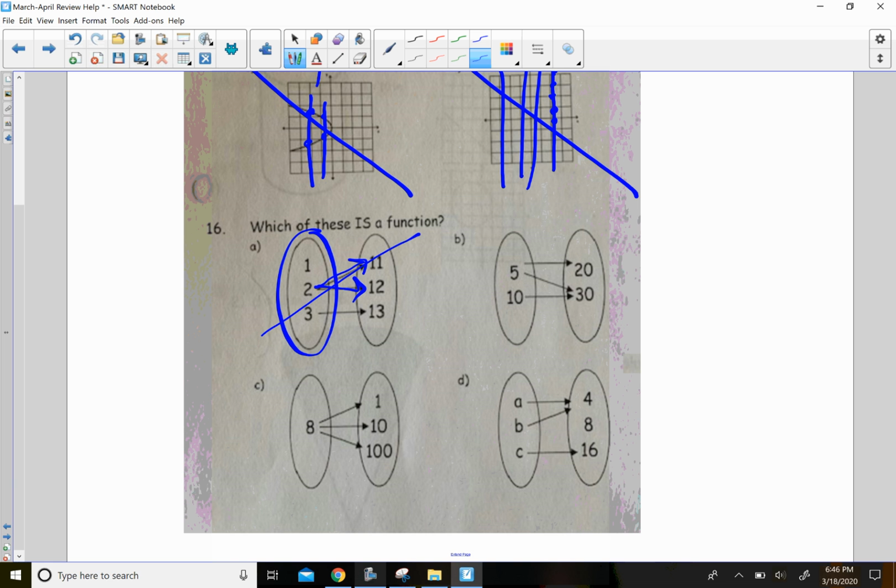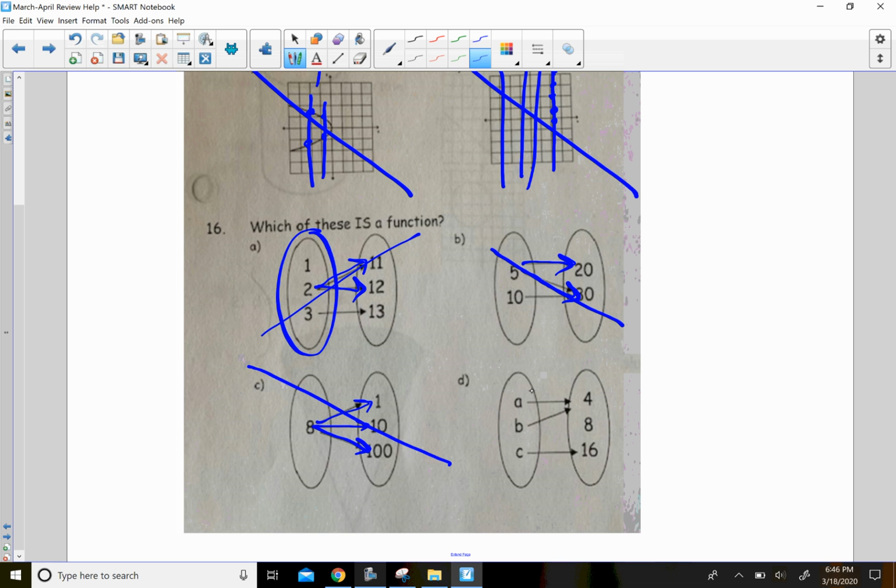Can't happen. So if we look at letter B, sometimes when I input a 5, my answer is 20, but sometimes when I put in a 5, the answer is 30. That can't happen. It has to have one and only one answer. So C is even worse. Sometimes when I put in an 8, I'll get a 1, sometimes I'll get a 10, and sometimes I get a 100. That also doesn't work.